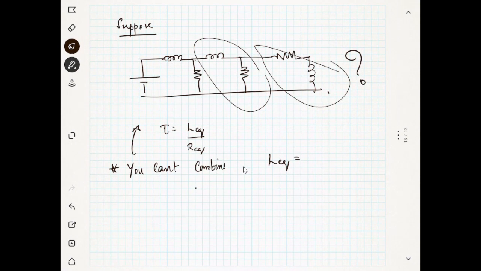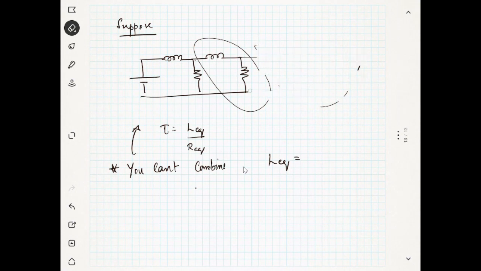You have two different inductances. You cannot combine them. For example, I will take a simple case where you have only two inductances. If you cannot combine them, then in such a case the meaning is this circuit is having more than one time constant.